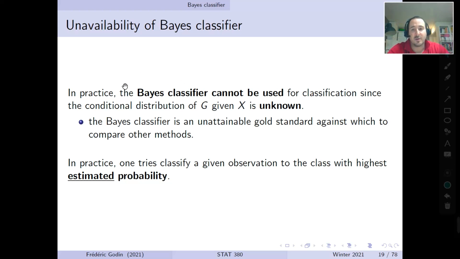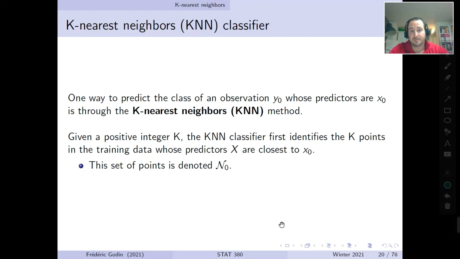So in practice, we cannot use the Bayes classifier because the true distribution of the class given the predictors is unknown. What can be done instead of using the true distribution is to use a classifier which estimates these distributions, the conditional probability of the class given the predictors, and then use these estimated probabilities to come up with a classification rule. For the last part of the lecture, we will discuss one of such classifiers and leave other methods for future lectures and other videos.